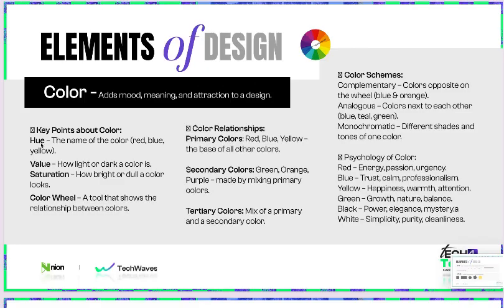Then you have value. Value is how light or dark a color is. So even though you might have a blue, it can be dark, it can be bright, it can be many shades, it can be many colors. It comes in different lightness and darkness.